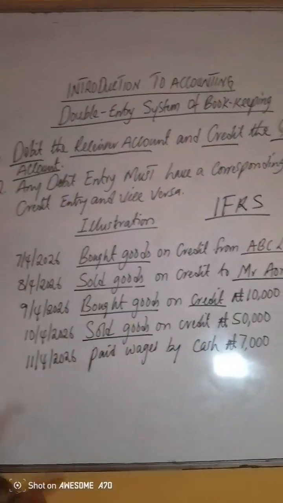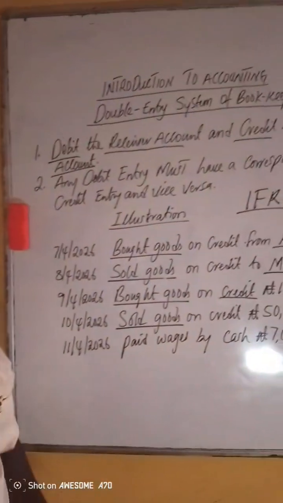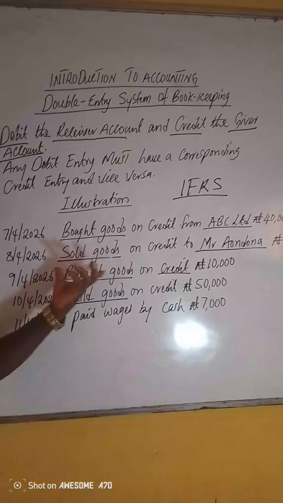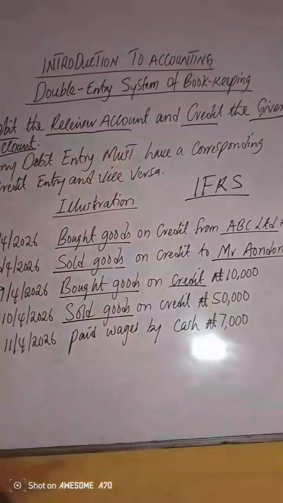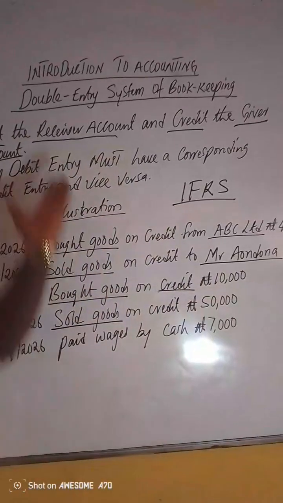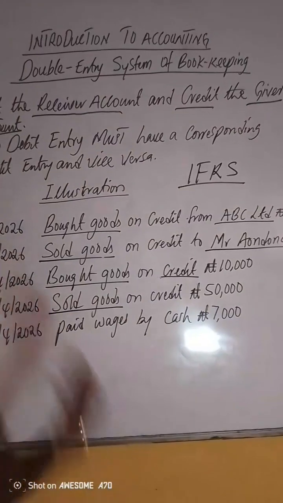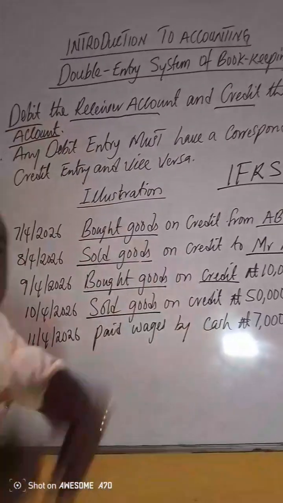So anytime you make sales, you are giving out goods. And as we are giving out goods, it means sales. Sales is the giver account, but it must be credited. Likewise, bought goods. Bought goods is a receiver account, meaning anytime you are buying, you must receive the goods. And as you are receiving the goods, it becomes the receiver account. And that is why we now say that all purchases are debited because they are receivers, while all sales are credited because they are givers.